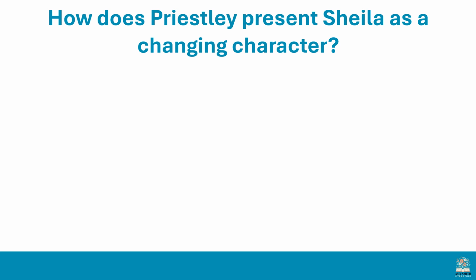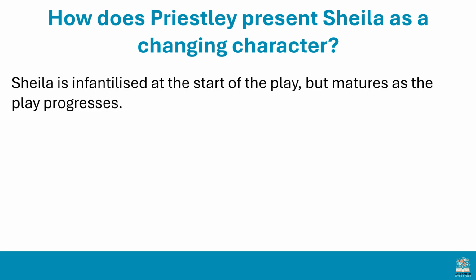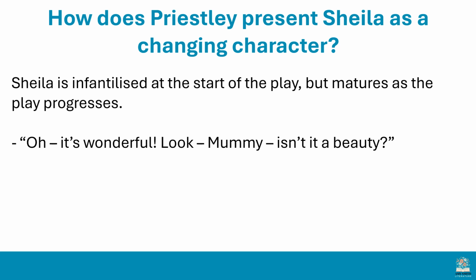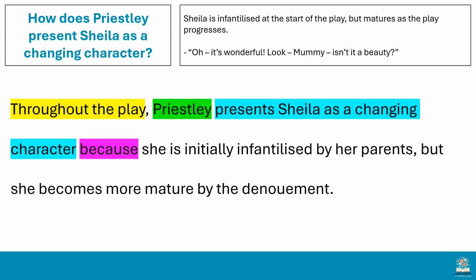Here's our example question then. We're thinking about how does Priestley present Sheila as a change in character. My idea for this paragraph is that she's infantilized at the start of the play, but matures as the play progresses. And the evidence that I want to include is this quotation here. "Oh, it's wonderful. Look, mummy, isn't it a beauty?" Now, Sheila says this when Gerald hands her the engagement ring at the start of the play, and Sheila immediately turns to her mum and asks for confirmation that she's made the right choice and confirmation that the ring is indeed as beautiful as she thinks it is.